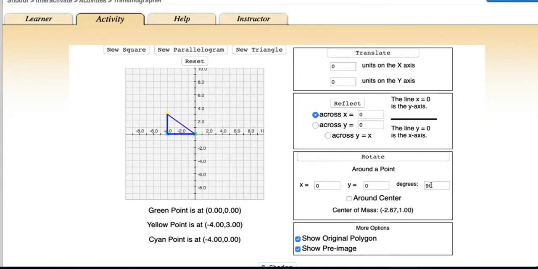On this, it actually just shows what the degrees are. They automatically rotate clockwise, counterclockwise. If you want them to rotate counterclockwise, I would just put the inverse. So instead of 90 degrees, I'd put 270 degrees, and then it's going to rotate it clockwise.